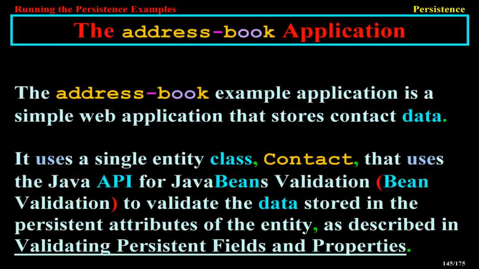The address-book example application. The address-book example application is a simple web application that stores contact data. It uses a single entity class, Contact, that uses the Java API for JavaBeans Validation to validate the data stored in the persistent attributes of the entity, as described in validating persistent fields and properties.